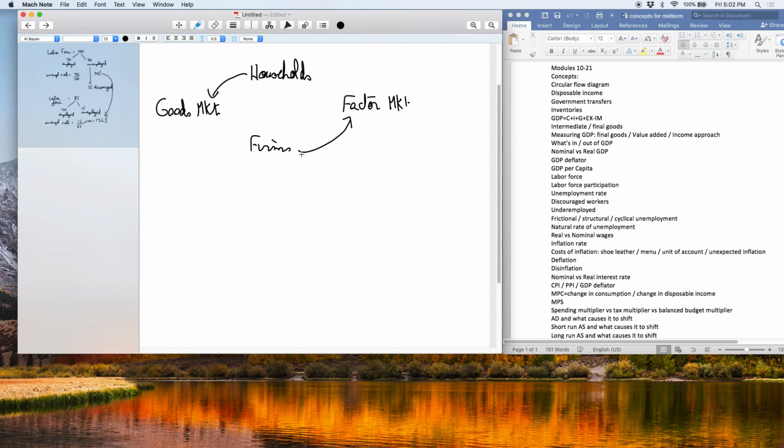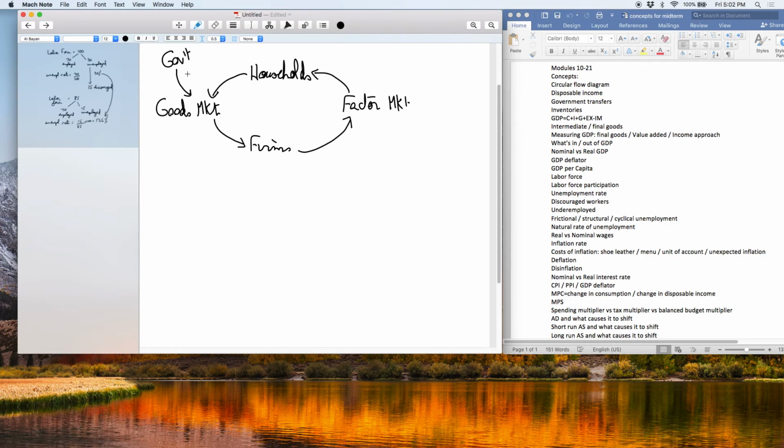And so in other words, the firms hire workers and they pay the households, okay? And the households buy the goods and that money goes to the firms. So this is how the money flows in the economy, okay? We can add more to this system, right? So we can, for example, include government over here, right? So we say, well, the government buys stuff from the goods market.